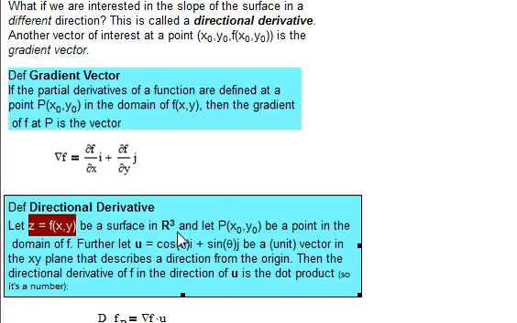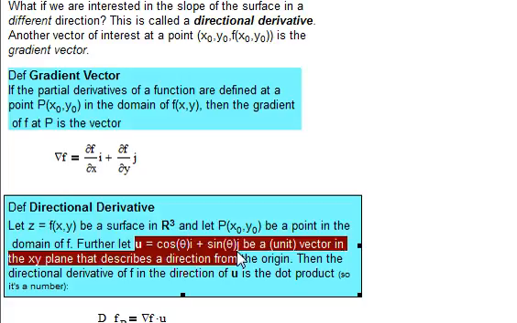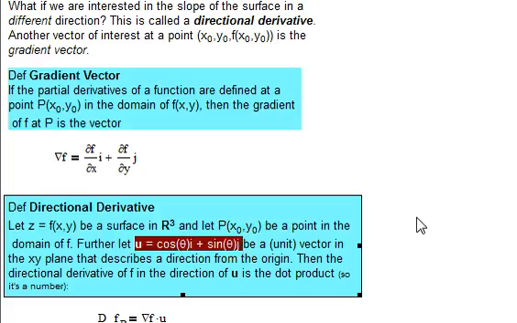So let z equals f of x, y be a surface in R cubed, and let p be a point in the domain of f. So that means there's a point x0, y0, and f of x0, y0 that will be on that surface. Further, let u equal cosine theta i plus sine theta j. Okay? Now be a unit vector in the xy plane.